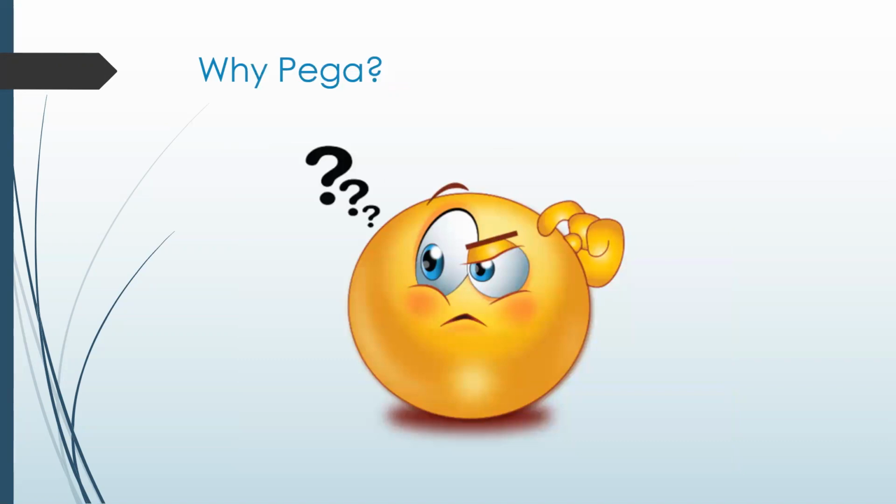So far it was all about understanding BPM and understanding Pega. Why is it that Pega should be used? Why not something else? What do you think are the key differentiating factors when comparing Pega to any other application development tools? So any perspectives here? Why Pega? Why not something else?